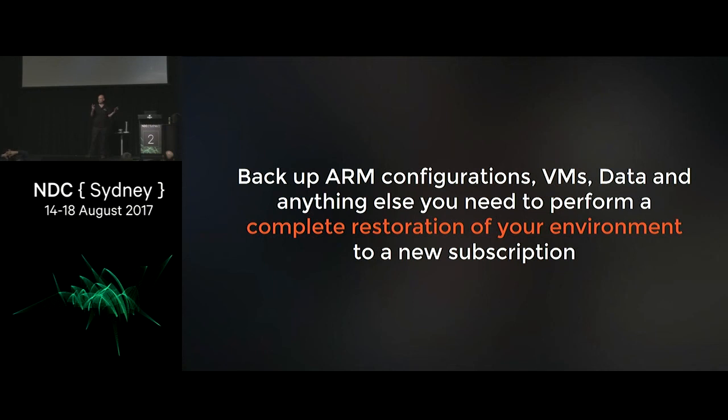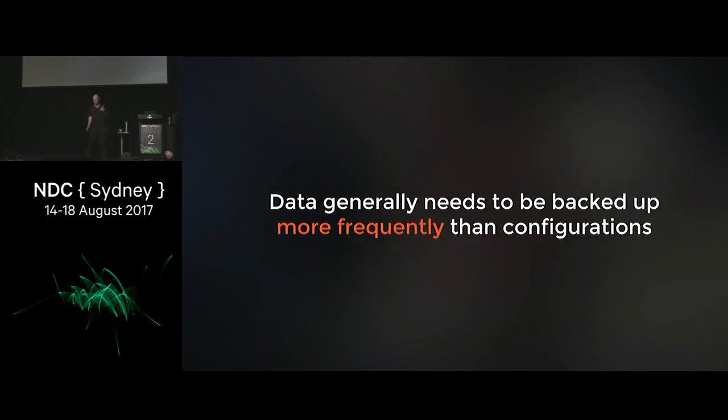So those of you who know how Azure works now with Azure Resource Manager, you can deploy the vast majority of your Azure infrastructure using an ARM template. So this is where you start. You have a backup of your ARM configurations. You have backups of your VMs, your data, and anything else you need to completely restore your environment to a new subscription if you need it.